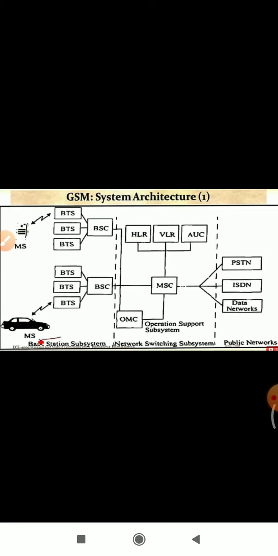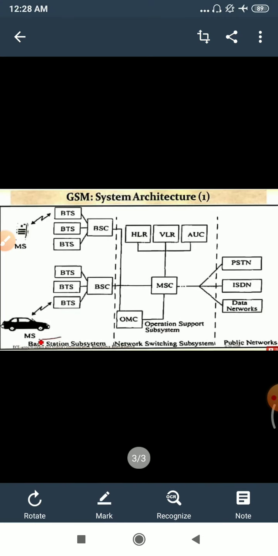Okay. To the next level we have the NSS, which is called the network switching subsystem. Here we have the main unit called MSC, which is the mobile switching center. Before that, we will first see the detailed function of the BSC block. In BSS, that is the base station subsystem, we basically have two blocks, BTS and BSC. As we have already seen, BTS performs the function of transmission and reception of the signal from the mobile station.